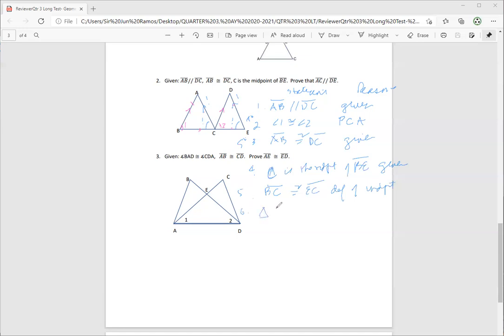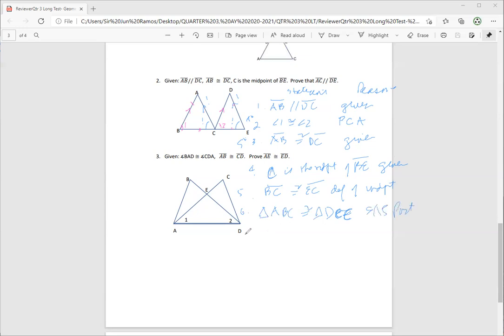Now we can say that triangle A, look at the correspondence. ABC is congruent to triangle DEC, not DCE, it's DEC. This one corresponds to this one here. ABC, no, it should be DCE. Okay? Triangle ABC is congruent to triangle DCE by SAS postulate.